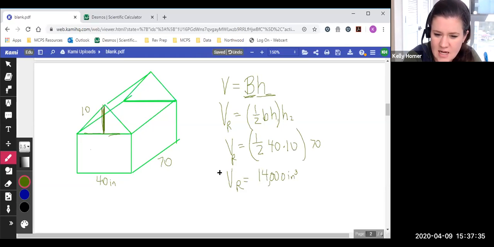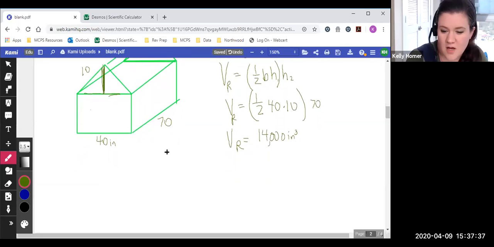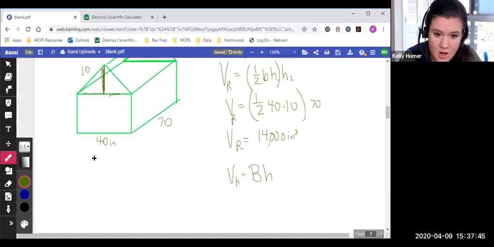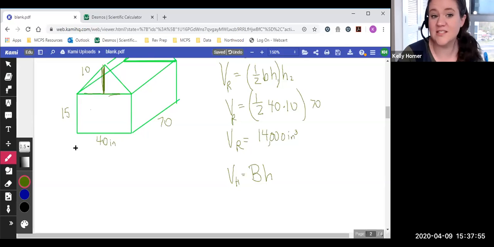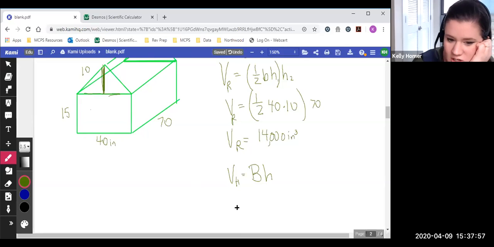All right. And then if I want to do the volume of the house, it's still big B, area of base times height. Now, it doesn't matter which one we do here. Oops, I forgot to do one because I forgot this side. I don't know how tall it is. So I'm going to say that it is 15. This is not drawn to scale. Never trust drawing.